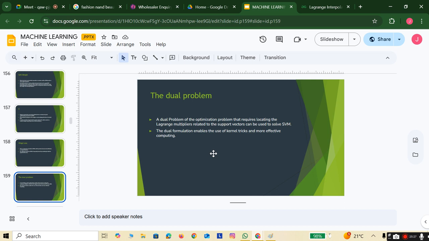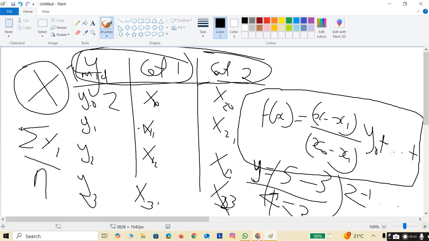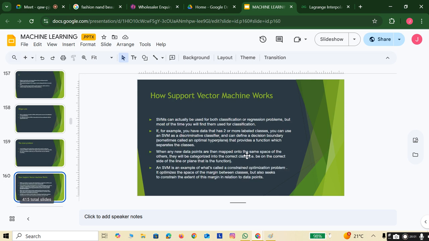So the dual problem is a problem that requires locating the Lagrange multipliers related to the support vectors that can be used to solve the SVM. So this formula is what we call the Lagrange multipliers. By support vectors, we mean the data points that are close to the hyperplane. The dual formulation enables the use of kernel tricks and more effective computing. So now that we know those terms, let us see how a support vector machine works.